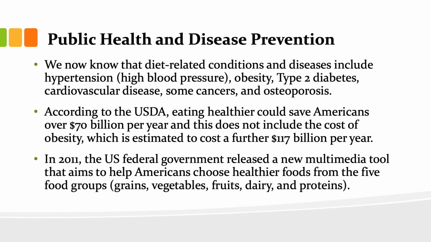We now know that diet-related conditions and diseases include hypertension or high blood pressure, obesity, type 2 diabetes, heart disease, some cancers, and osteoporosis. According to the USDA, eating healthier could save Americans over $70 billion per year, and this does not include the cost of obesity, which is estimated to cost a further $117 billion per year. In 2011, the U.S. federal government released a new multimedia tool that aims to help Americans choose healthier foods from the 5 food groups: grains, vegetables, fruits, dairy, and proteins.